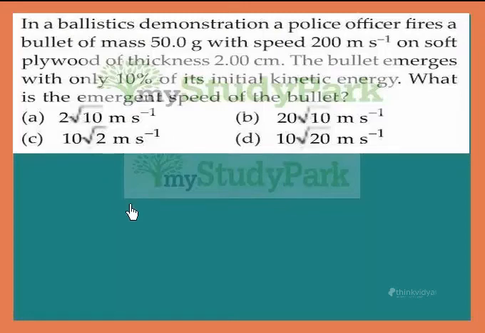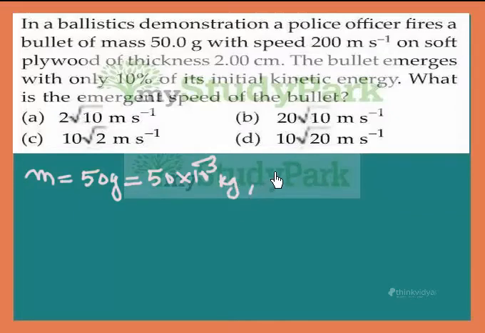In a ballistics demonstration, a police officer fires a bullet of mass m equals 50 gram. So m equals 50 gram, which is equal to 50 into 10 to the power of minus 3 kilograms. And it is fired with a speed of V equals 200 meters per second on soft plywood of thickness 2 centimeter. The bullet emerges with only 10% of its initial kinetic energy. What is the emergent speed of the bullet?